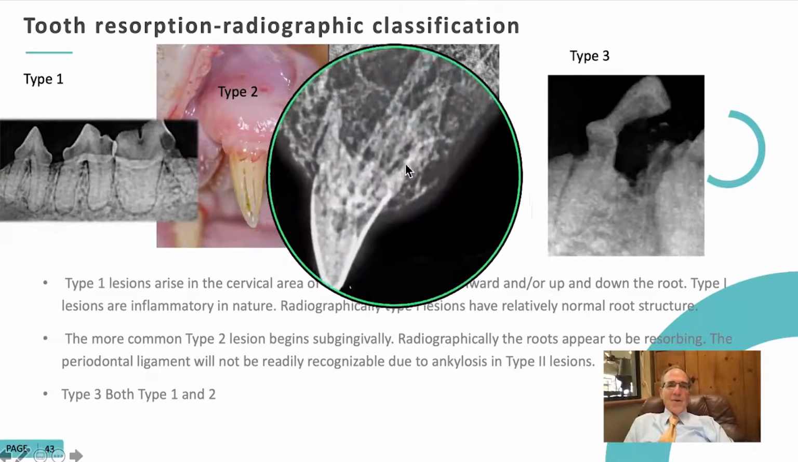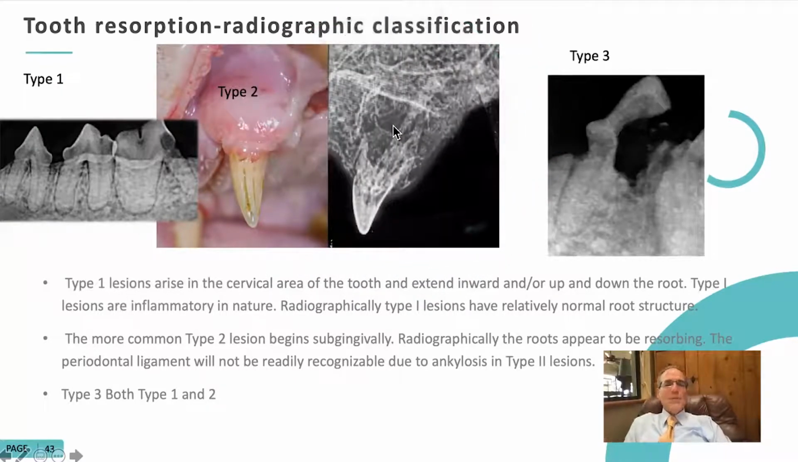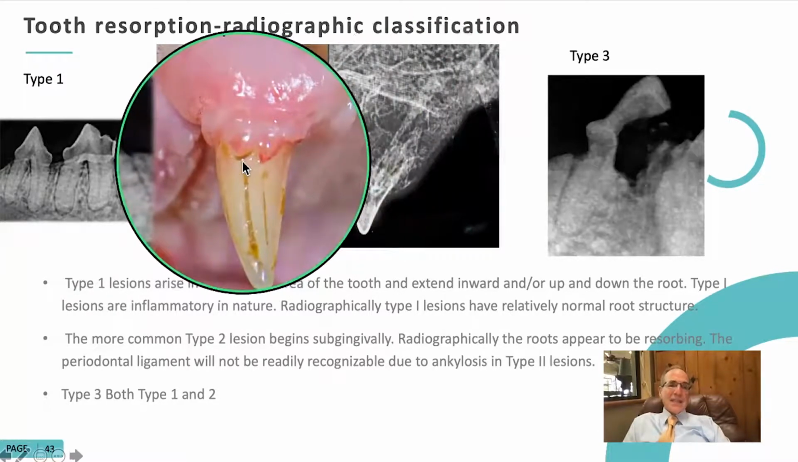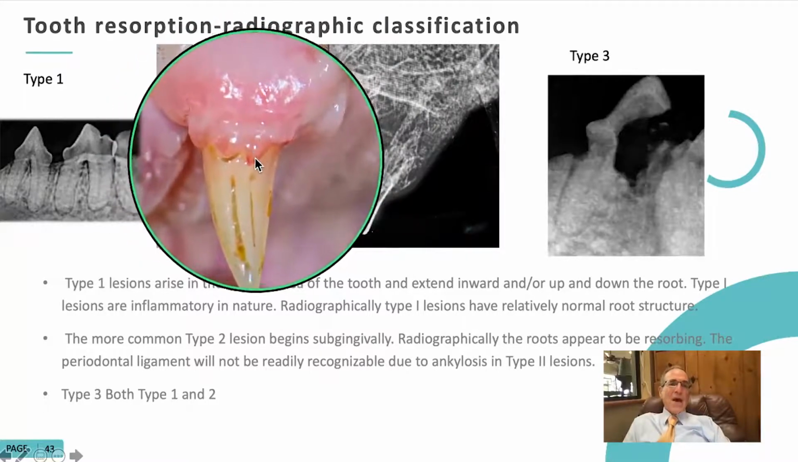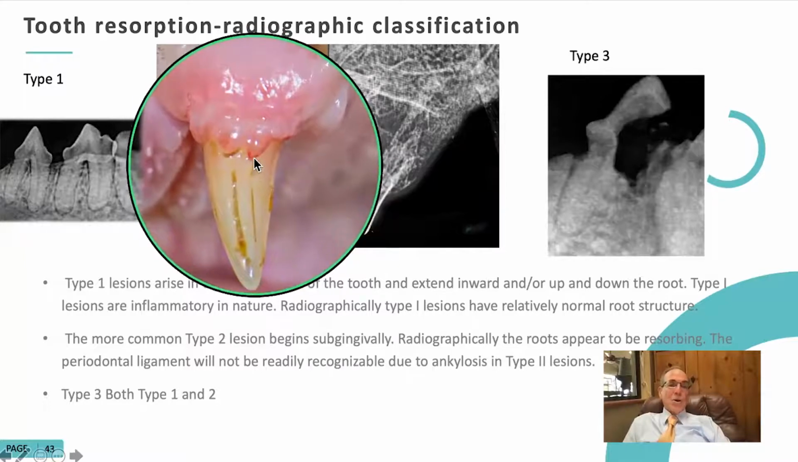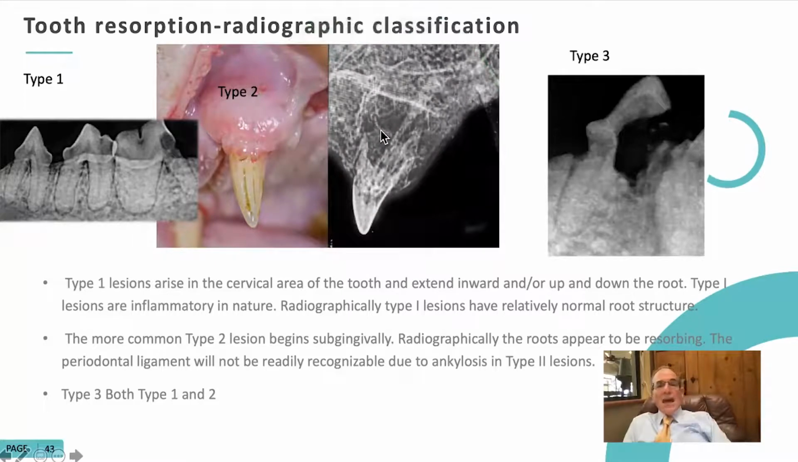You see the crown, but a lot of times you cannot see very much of the root because it's being replaced by bone. But you could see clinically that the crown doesn't look all that bad, but you look a little bit closer and you start to see these lesions. And once you start to see these lesions, that is almost pathognomonic that there's tooth resorption going on and it's pretty bad. So with type 2 lesions, that's one that you can crown reduce. So you take away part of the crown and then sew over the gingiva.